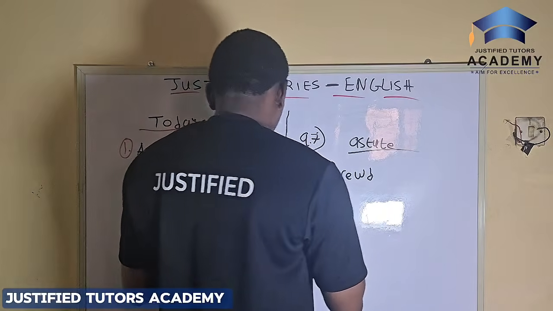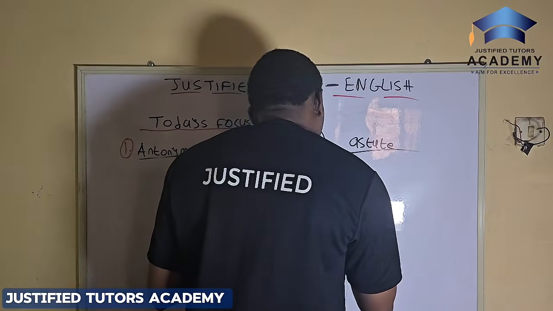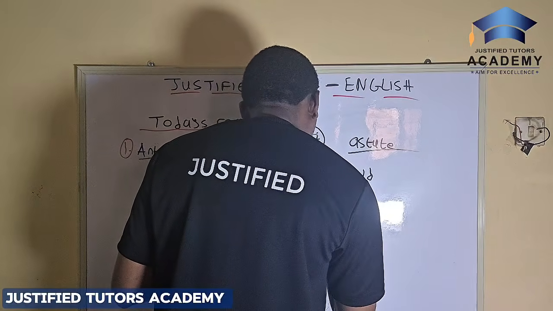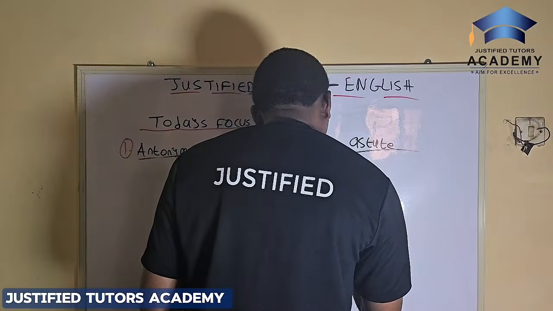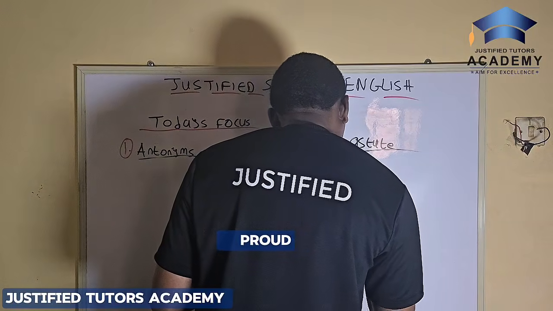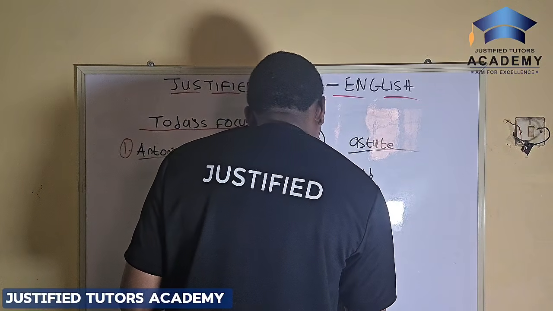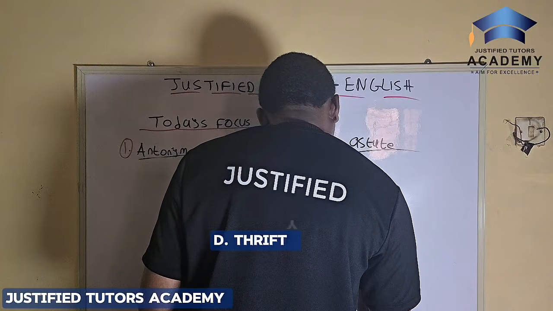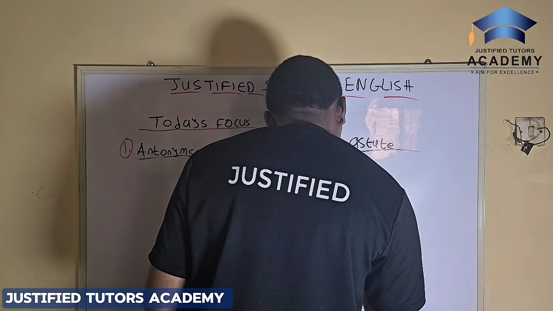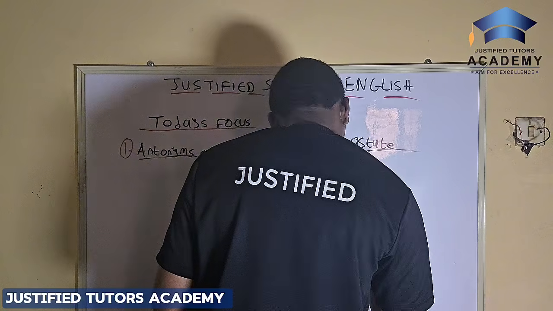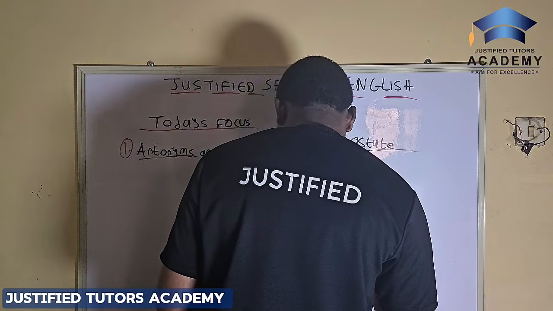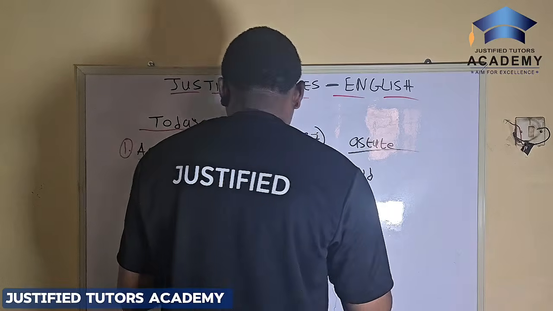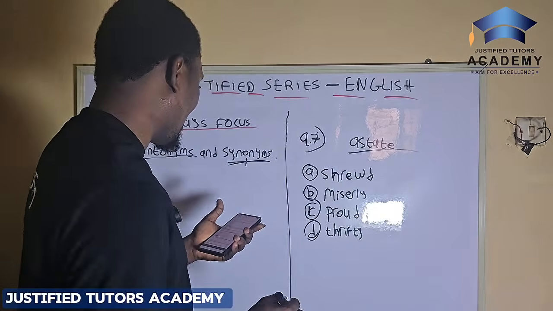Option B is miscellany. And option C is proud. And option D is thrifty. Yes, thrifty, exactly. So now, what is the answer?